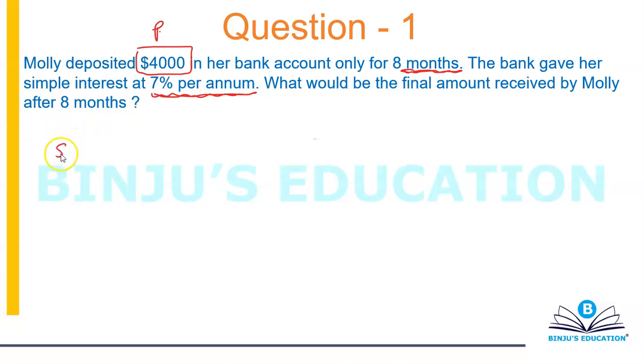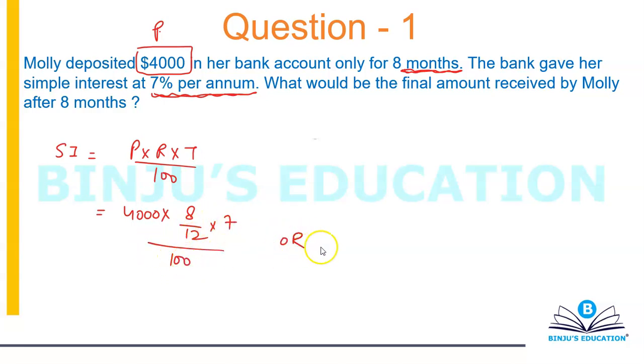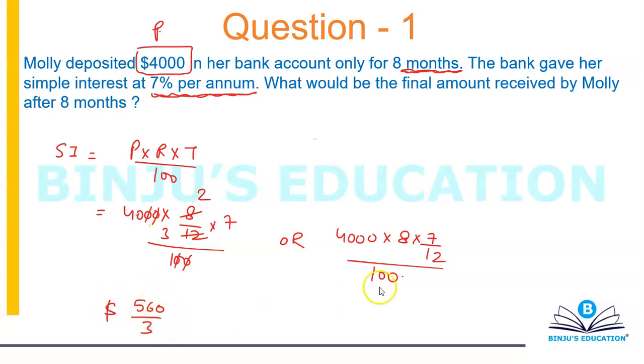So the simple interest, that's the first thing that you need to calculate. That will be P into R into T divided by 100. So that's like 4,000 into 8 by 12 into 7 by 100. Or you can do it in this way, that is 4,000 into 8 into 7 by 12 divided by 100. So two zeros go, this will become 2, this will become 3. So 40 into 7 into 2, this is 560 by 3. And when you calculate, you will again get 560 by 3.